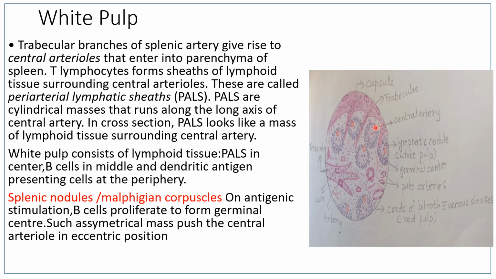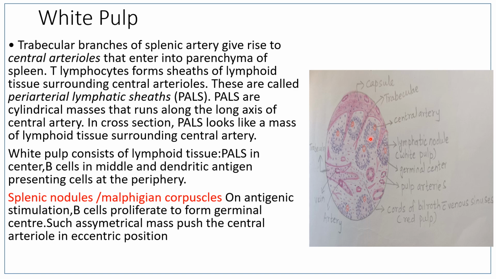If we take the longitudinal section, we can see cylindrical masses of the periarterial lymphatic sheath, and this is the cross section. So in cross section we can see the mass of lymphoid tissue which is surrounding the central artery. Now this area of white pulp is known as splenic nodule, or it is also known as Malpighian corpuscle.